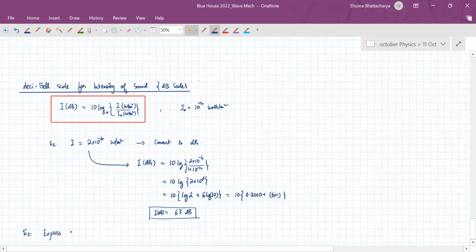Express the intensity of 80 decibels in watt per meter square.